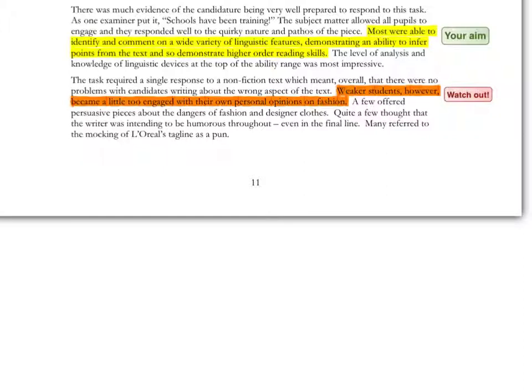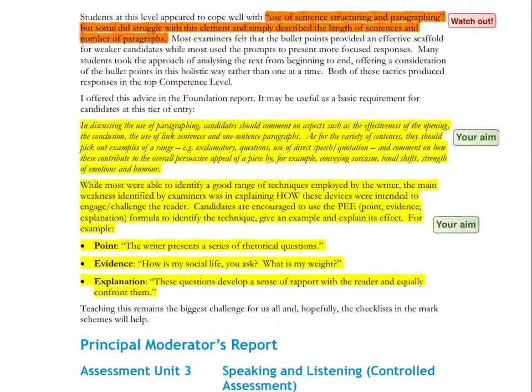Weaker students were to engage with their personal opinions on fashion. It's not a discursive piece. They don't want your opinion about clothes or how much you spend a month. You're merely analysing the piece that the journalist has written. Again, as I said, sentence structure and paragraphing, watch out for that. It can cause problems, and even in the higher tier, they indicated that some people were just doing length of sentences and number of paragraphs.